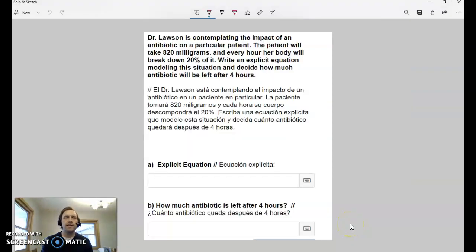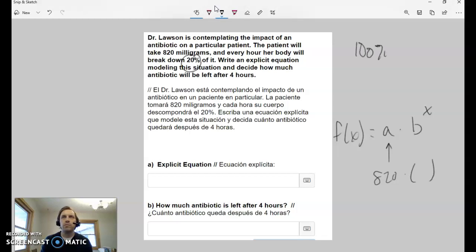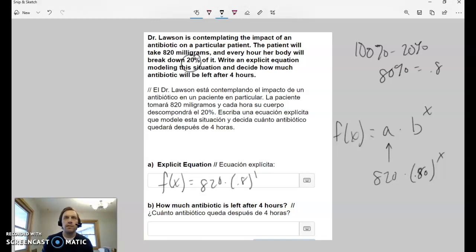You're going to have to type these in. And so remember our explicit equations: f of x equals our starting value times our growth rate, our common ratio, to the x power. So they give us our starting value here, 820. And now it says it's going down by 20%. So how do we find that? 100 minus 20 gives us 80%. We just did that, so it should be 0.80, all to the x power. And so you can write that equation in there. f of x equals 820 times 0.8 to the x power.